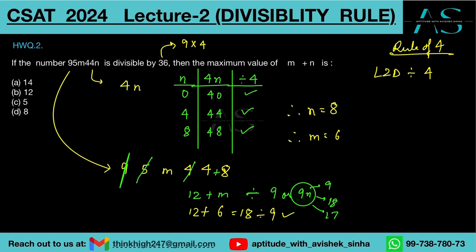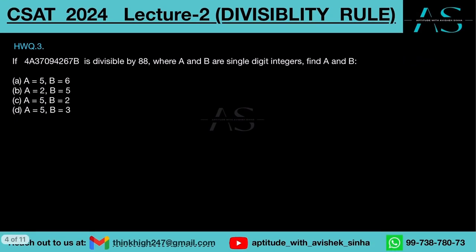So just add them up because that is what we are supposed to find ultimately. We are looking for m plus n. That is 6 plus 8, and that is 14. Option A seems to fit in. I hope this is clear. Alright, moving forward to the next question.